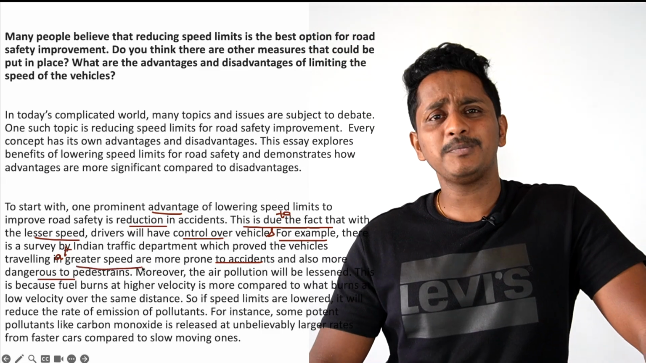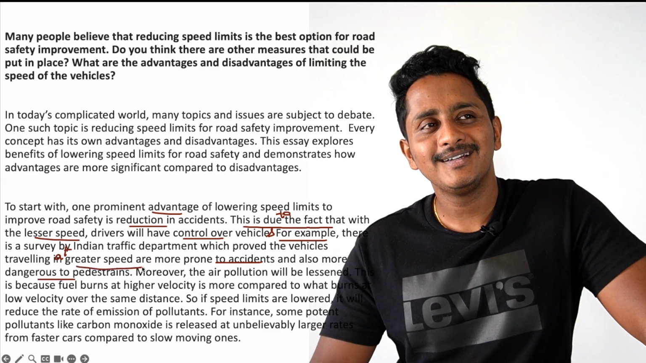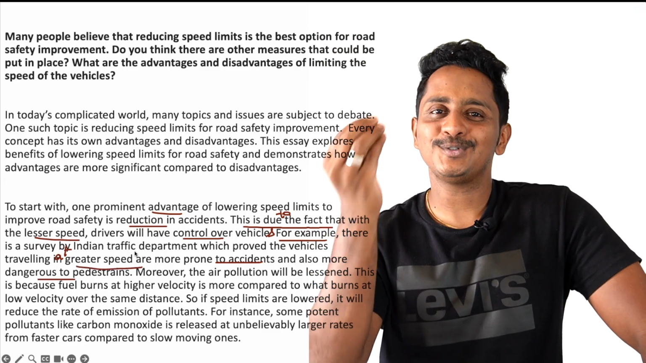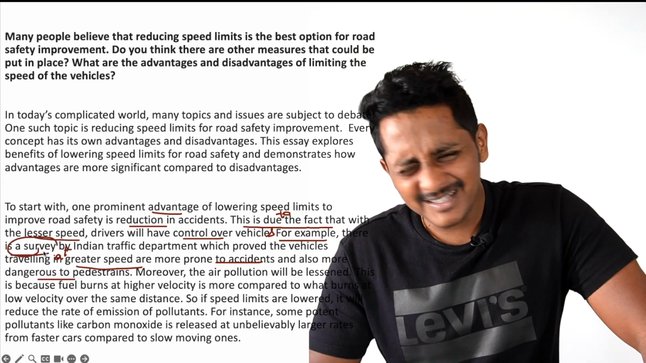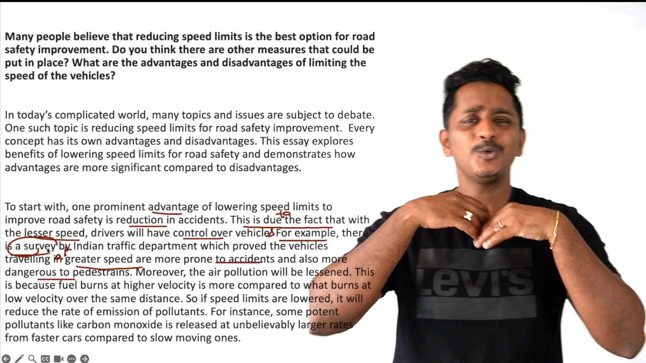Vehicles travelling at greater speed will be prone to accidents. Why? Think about it, whatever comes to your mind, you write. Instead, what do people end up writing? Survey example. This survey giveaway will not work. Write something that you know.